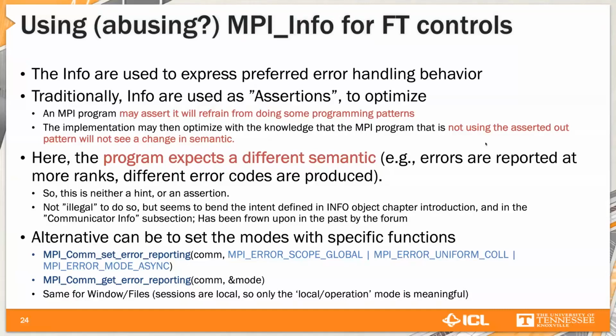So an alternative way to set this reporting mode on the communicator might be to use an explicit interface that sets these modes not with info but with, let's say, an enumerated list of constants that you can set on the communicator or window or file. So that's what we have here, MPI set error reporting, and then we can set the three features that we were discussing before with a different constant that represents the modes in which we can operate.